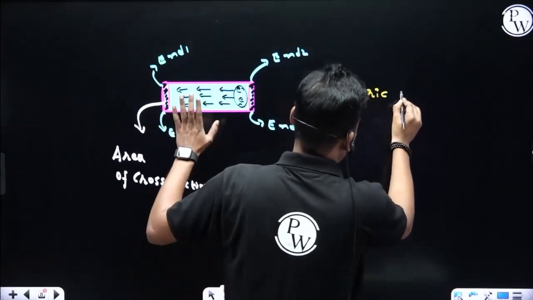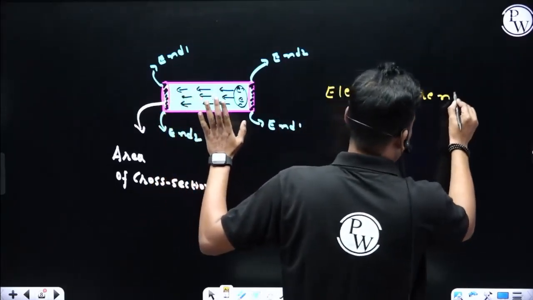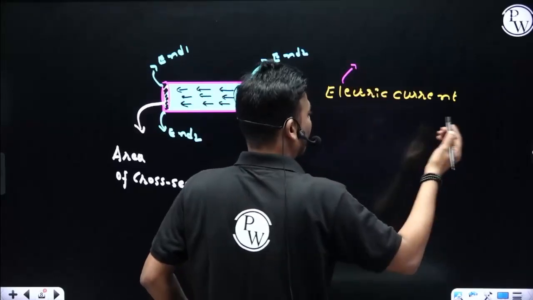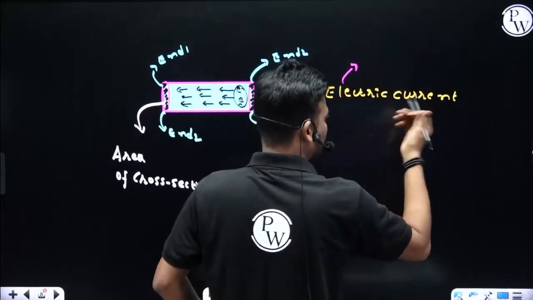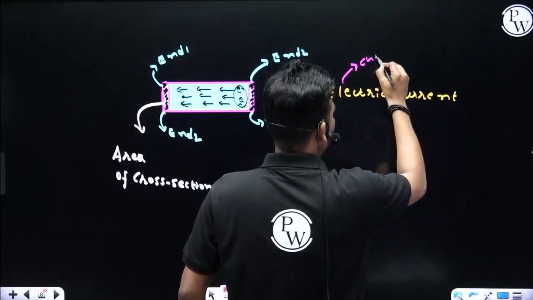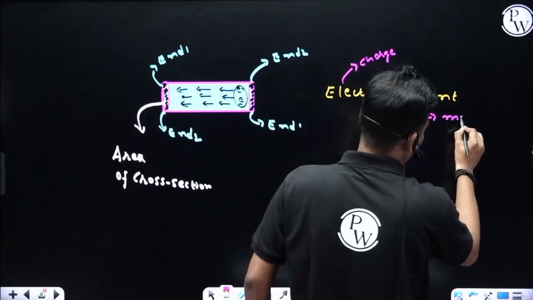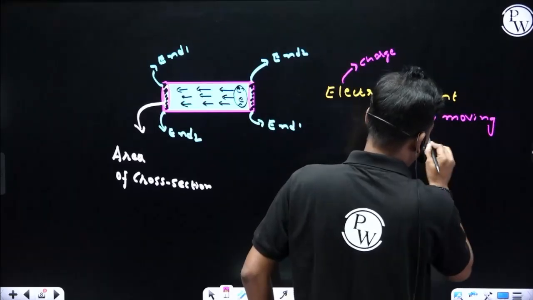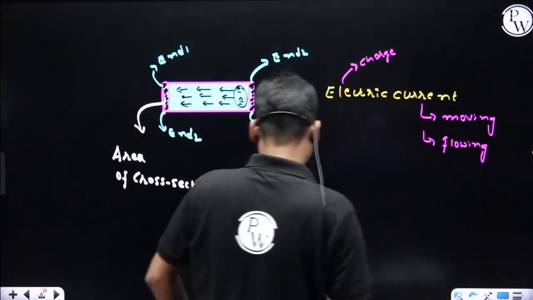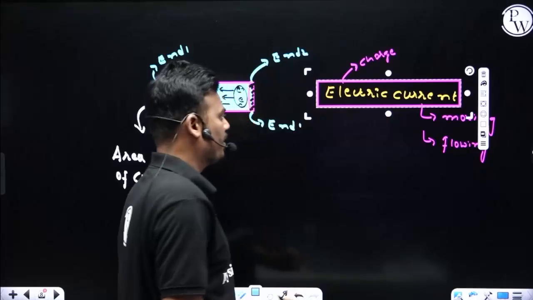Electric means charges, current means flow. So electric current: electric means a charge, and current means moving or flowing. You need to know the meaning of the terms, so it will be very easy to define them. Getting my point? So that means we can call it current electricity or else electric current.